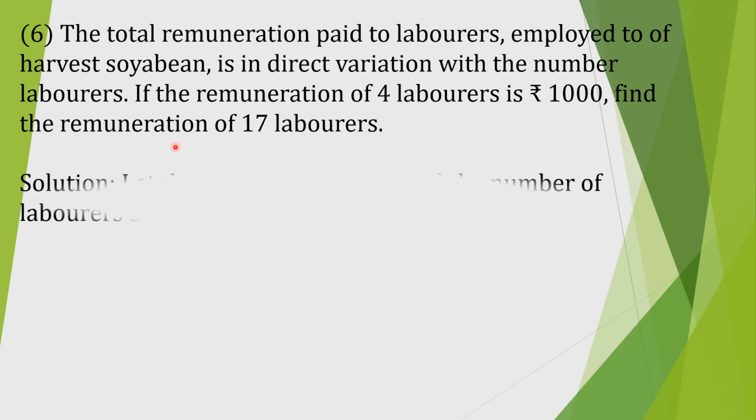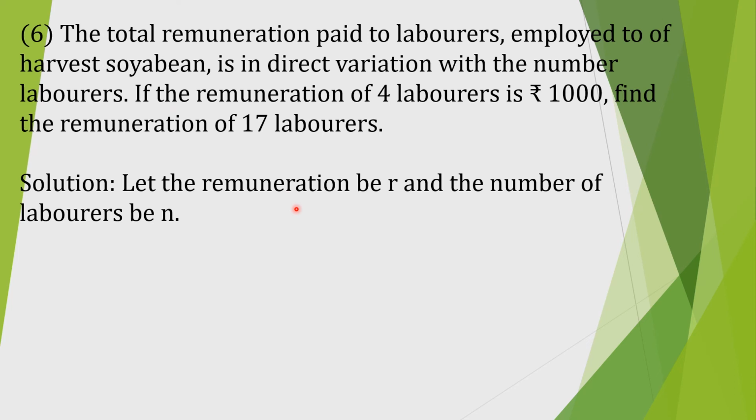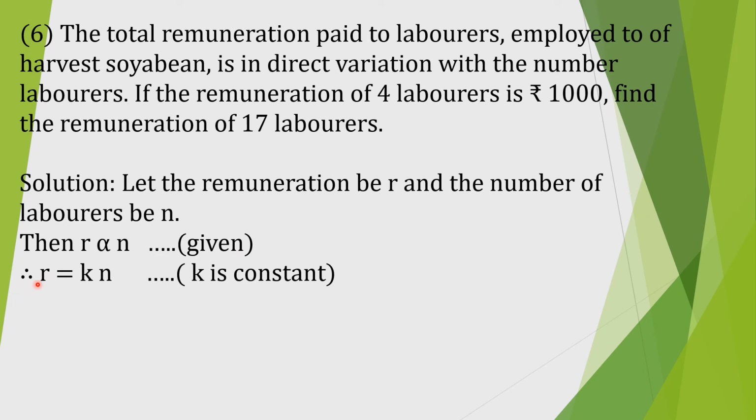Okay. So solution: let the remuneration be R, and the number of laborers be N. As this is direct variation, we'll write it in symbolic manner. Next step, R varies directly as N. It is given. Therefore R equals K into N, where K is a constant. This is all you have to mention, students.